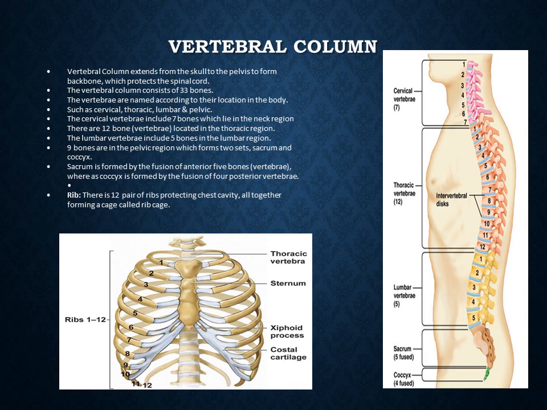Now, ribs. There are 12 pairs of ribs protecting the chest cavity altogether, forming a rib cage. That is a cage-like structure, as shown in this figure. These 12 pairs of ribs protect the chest cavity, also shown in this figure. And here is the last part of the axial skeleton, known as the sternum, a chest bone found here, also shown in this figure.